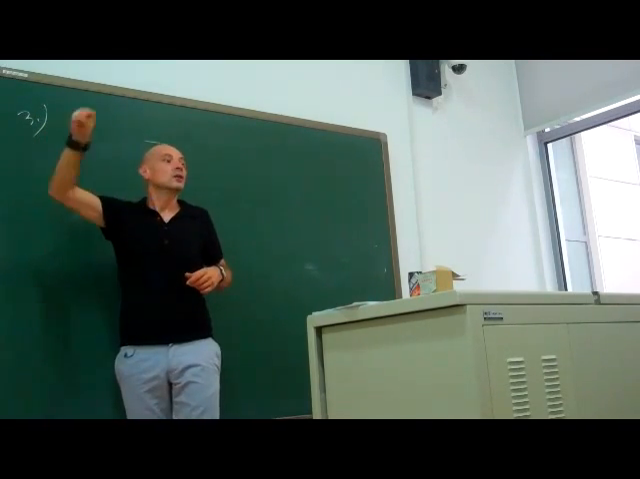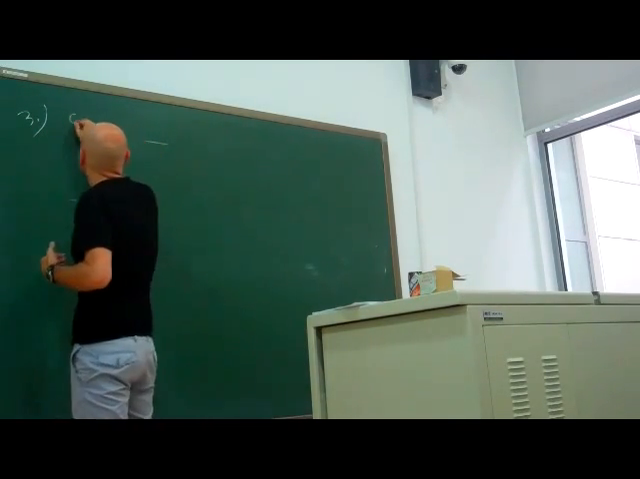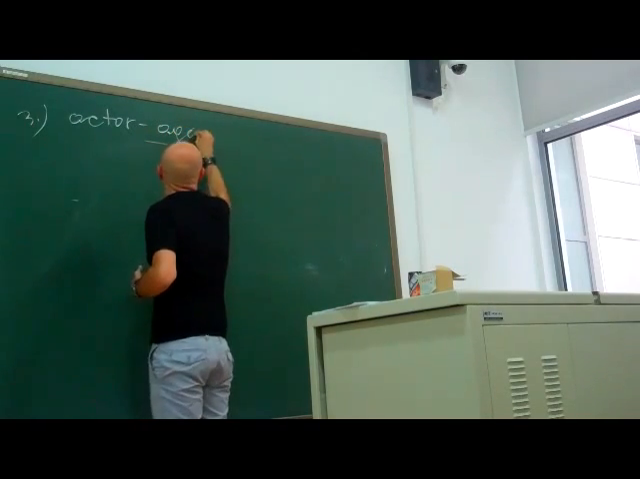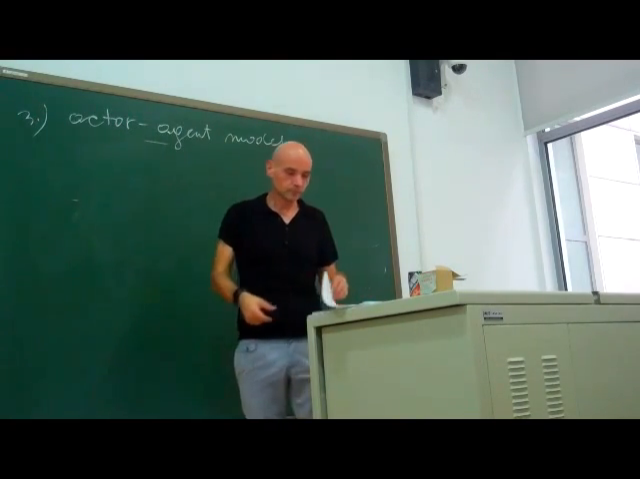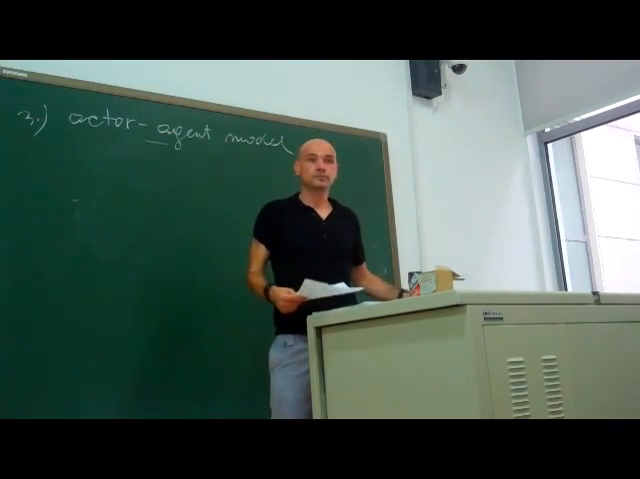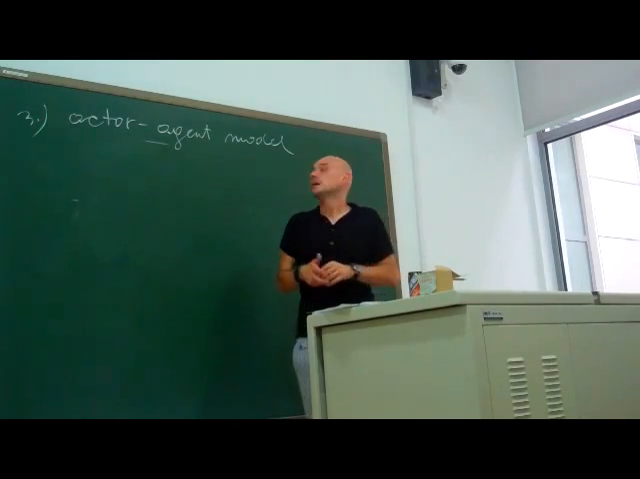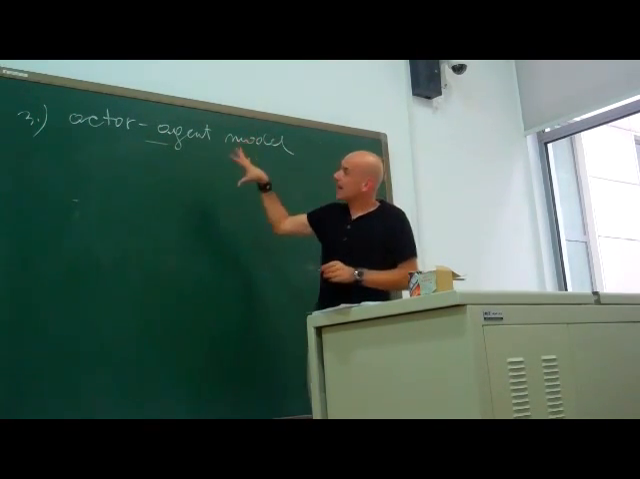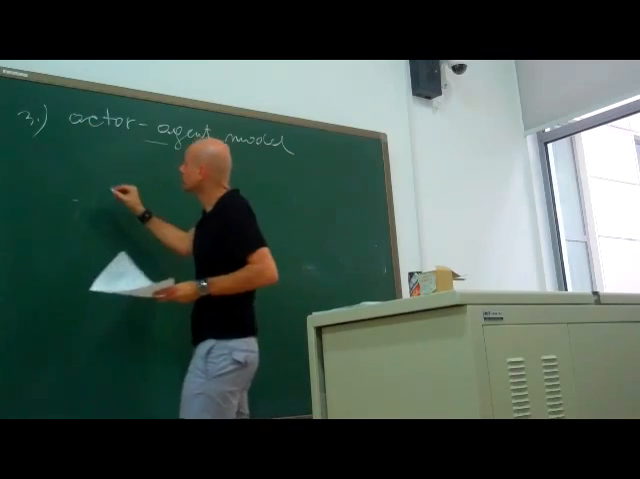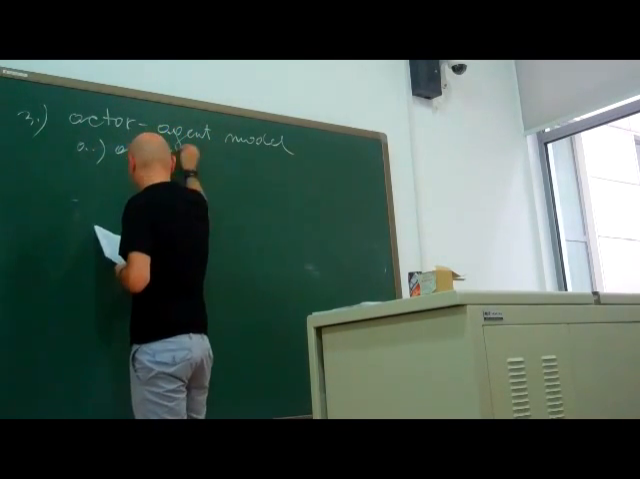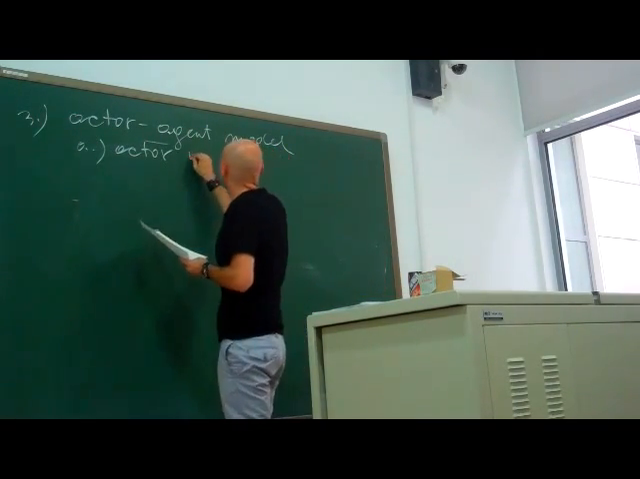So now we are doing the third point: using motion analysis to create arguments. The first model is the so-called actor-agent model. This is just something to help you when creating arguments. The actor-agent model has two dimensions. The first dimension is the actor, which executes the motion.